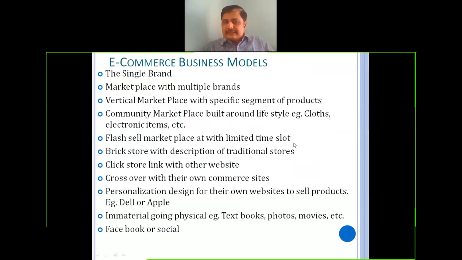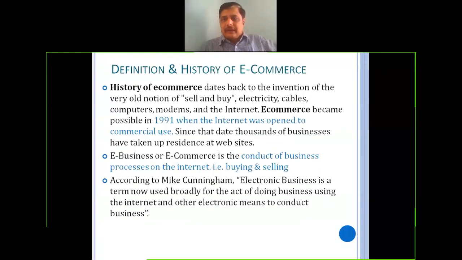We are going to discuss e-commerce business models in the next session. Prior to that, maybe some of the answers are there in the chat box.